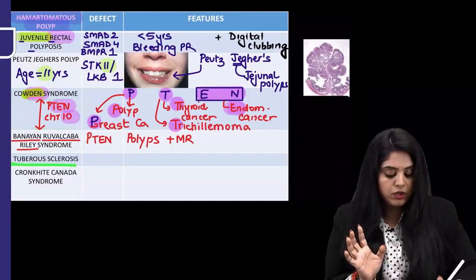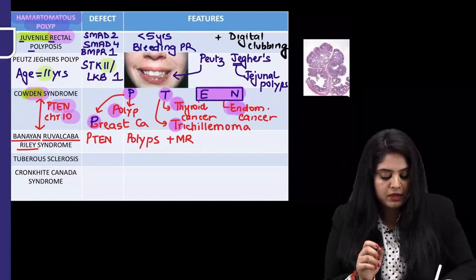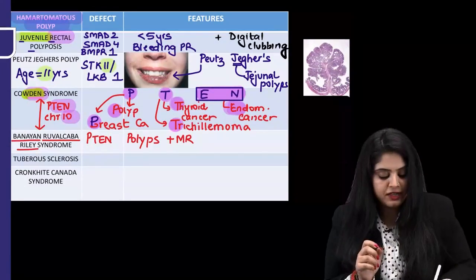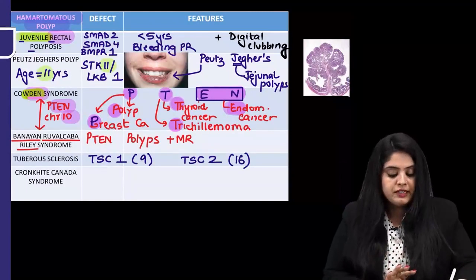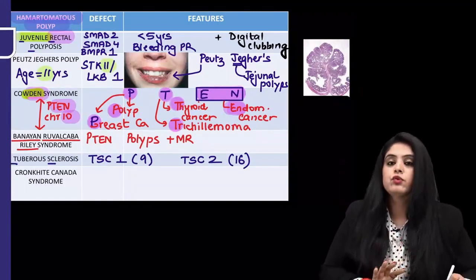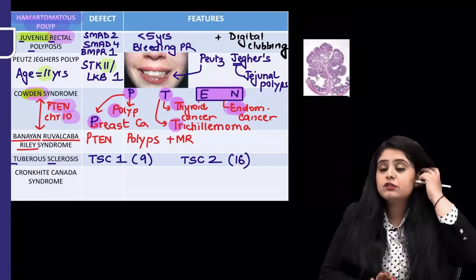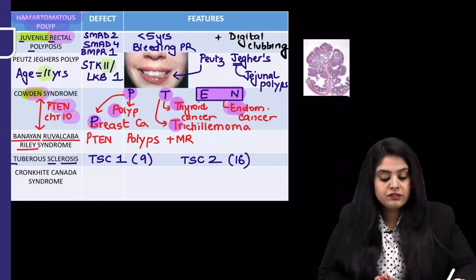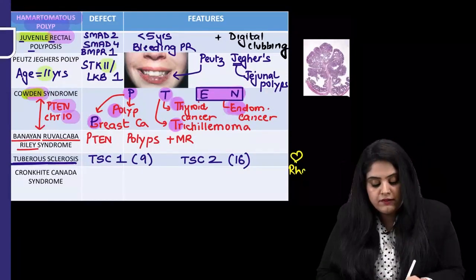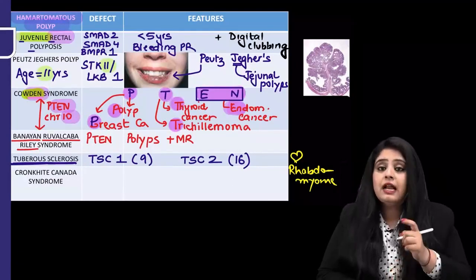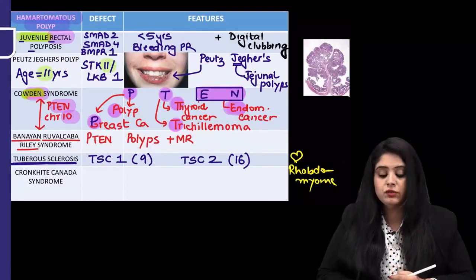There's another syndrome called tuberous sclerosis. I hope you all remember. There is something called TSC1 and TSC2 genes, which are present on chromosome 9 and chromosome 16. They are responsible for TSC, tuberous sclerosis. They also show you hamartomatous polyps. Guys, I want to ask you a question. In tuberous sclerosis, which is that heart tumor which is very, very important? In cardiac, what is it, which I have also made you do in this rapid review? Cardiac has rhabdomyoma, right? Rhabdomyoma shows you tuberous sclerosis association.